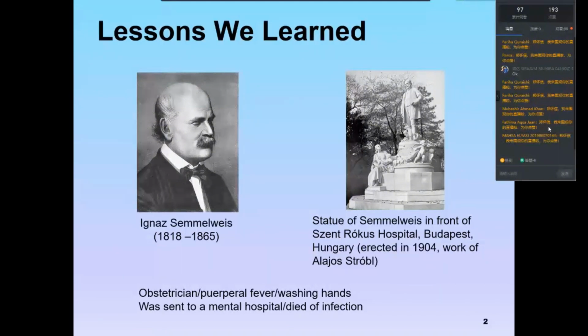So he first introduced the technique of washing hands in clinic, in hospitals. But this concept was raised too early. Most of the people don't accept it, so they don't believe in him, and they thought that this man was mad and insane. So they even sent him to a mental hospital. That's a very sad story.